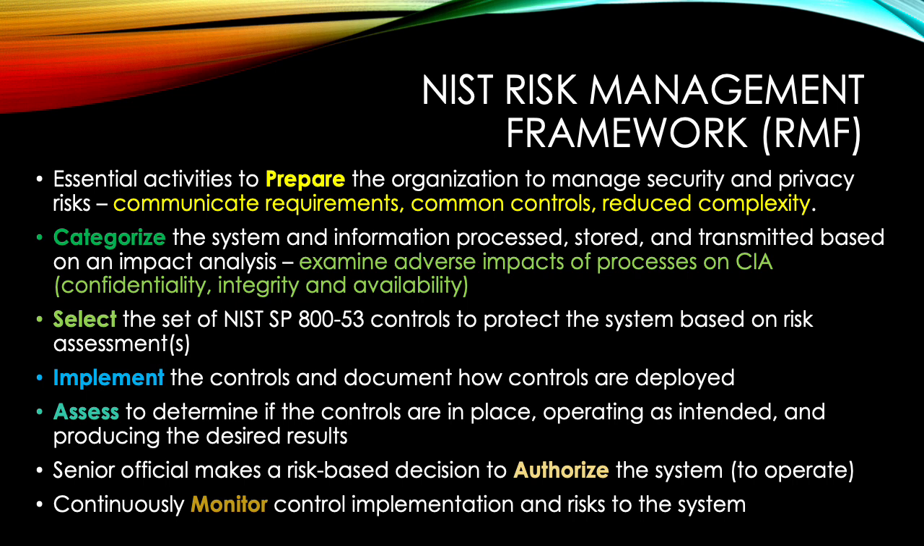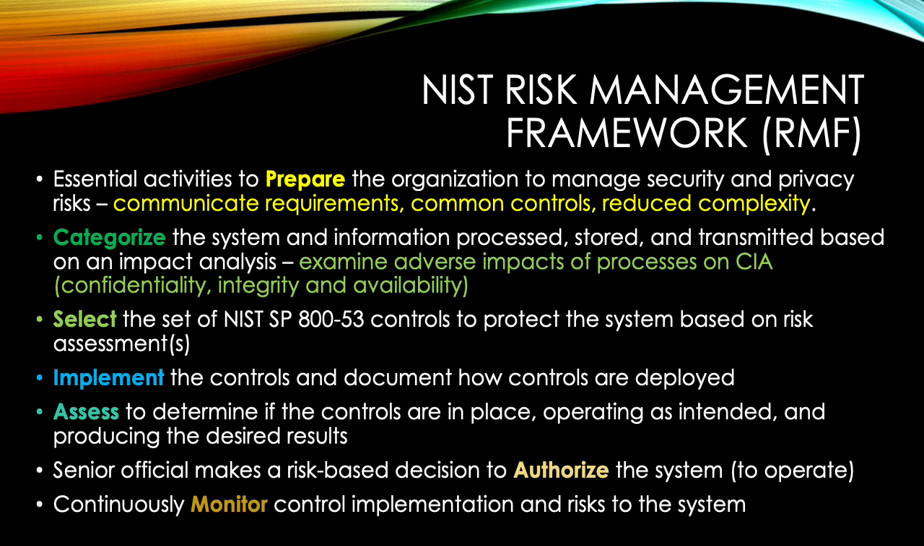So of course, once you're prepared and categorized, you then go on to selecting the set of NIST SP 800-53 controls. So now you're going to select the controls. What kind of controls do we need to protect a system based on risk assessments? Then once you've selected the controls, you start implementing the controls. And then you document how the controls are deployed. Once you've implemented it, then you start assessing: are the controls in place? Are they operating the way you want them to? And are they producing the desired results?